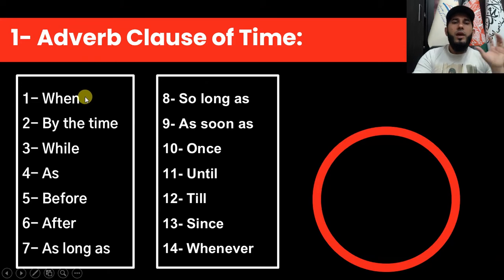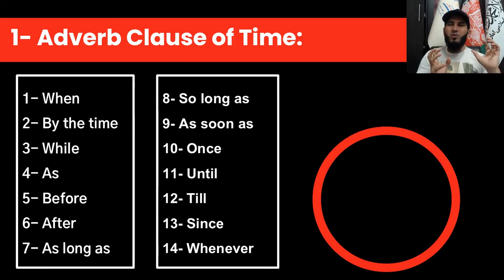So, adverb clause of time. An adverb clause of time describes the time of an action in its main clause. Let me give you an example, and pay close attention. When he came to the classroom, I was explaining adverb clause of time. When he came to the classroom, see, this is your adverb clause of time. I was explaining adverb clause of time.